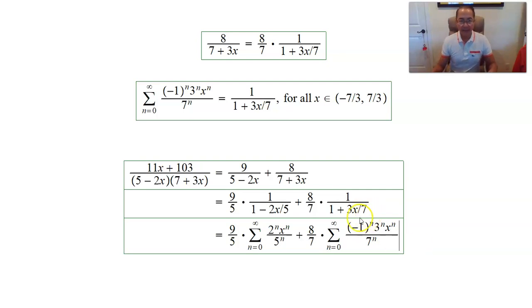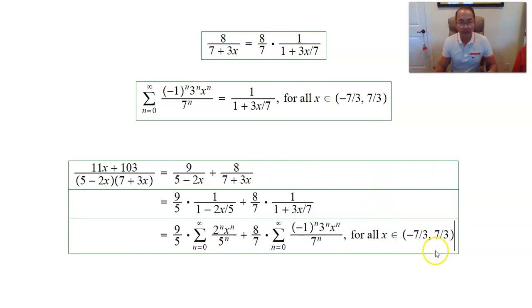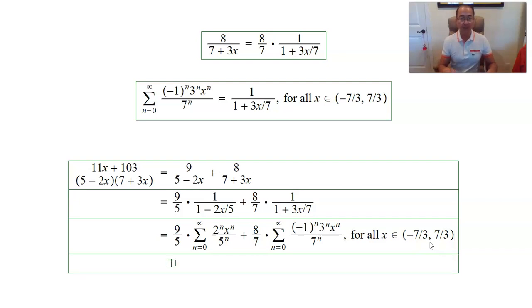All right. And while we're here, we might as well include the domain. So this, yes, wonderful. There is our representation. What we need to do now is combine these two series together.